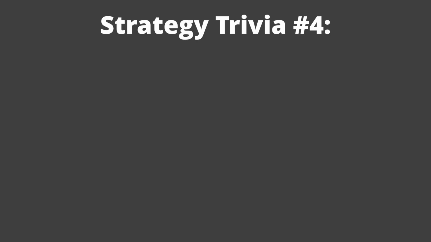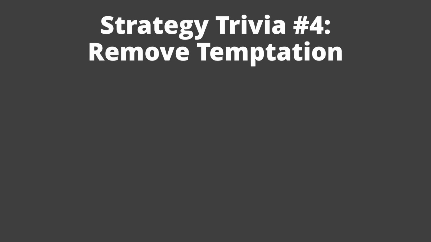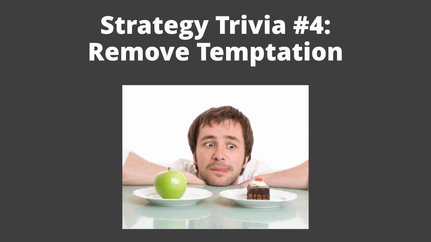Strategy trivia number 4. Get rid of temptation from your life, or at least remove it as much as possible. So if you think about it, if you're trying to go on a diet, it doesn't help your success to keep cake in the fridge and cookies in the pantry. You make it easier on yourself by keeping those things further away and less convenient.